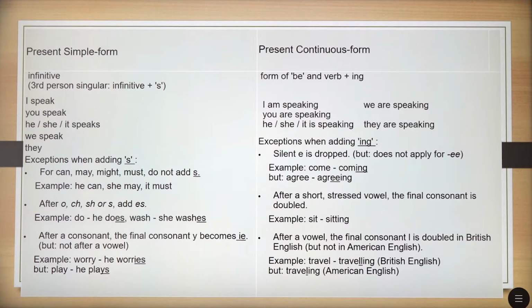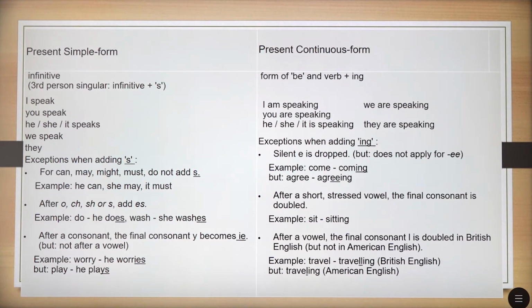So, present simple and present continuous have a lot of differences between them, in form and in use too. So let's see the difference between present simple and present continuous, first in its form and then in its use too. So, present simple is formed by the infinitive or base form of the verb, and in the third person singular, the infinitive takes s or es. For example, I speak, you speak, he, she, it speaks.